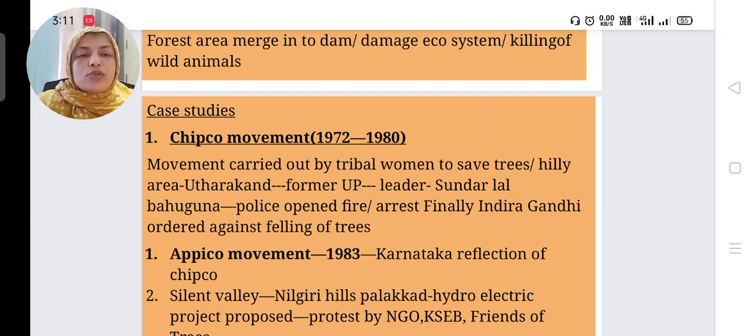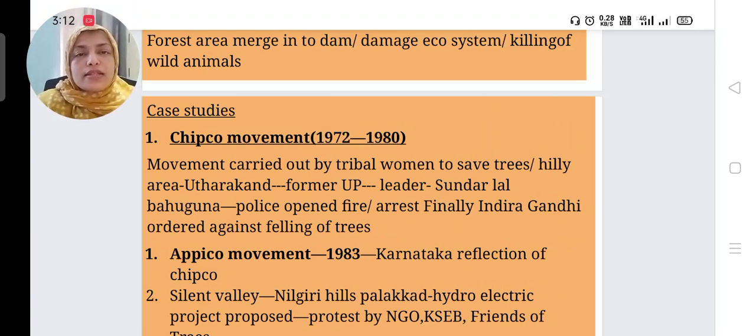Then police opened fire and arrested them. These tribal women struggled a lot due to that agitation. Police opened fire against these ladies and arrested the women. Finally, Indira Gandhi ordered against felling of trees. There, these tribal women got success in their agitation.